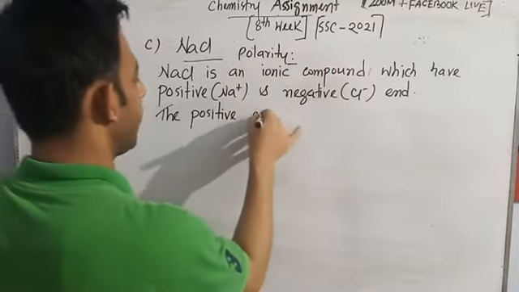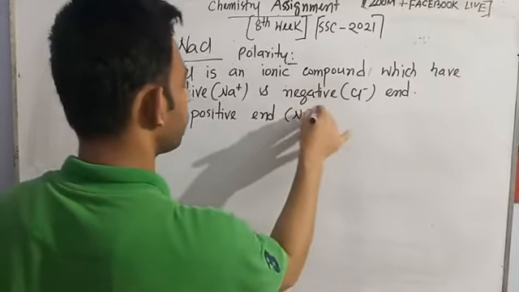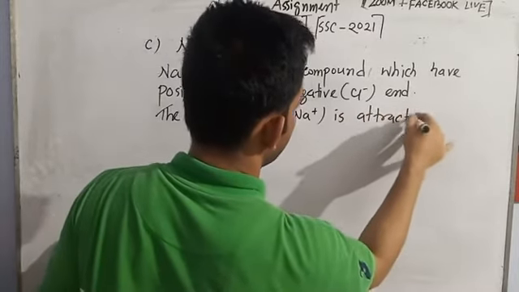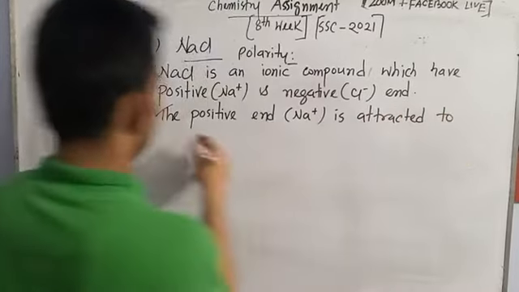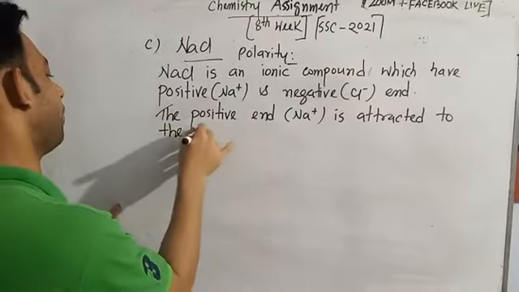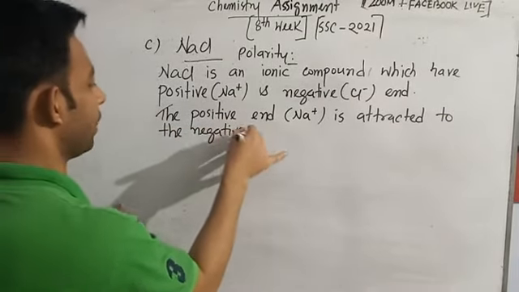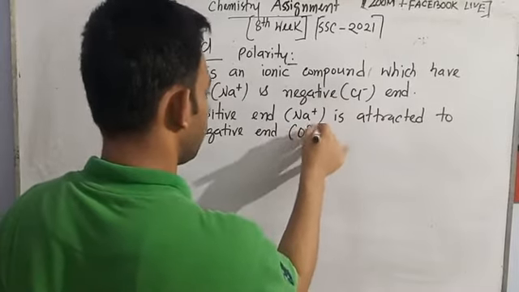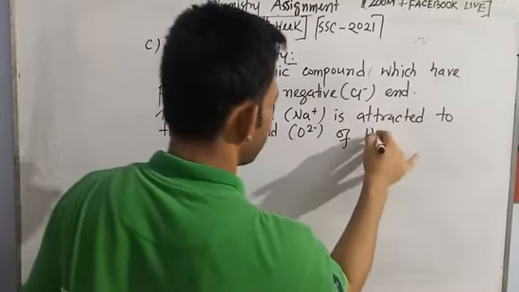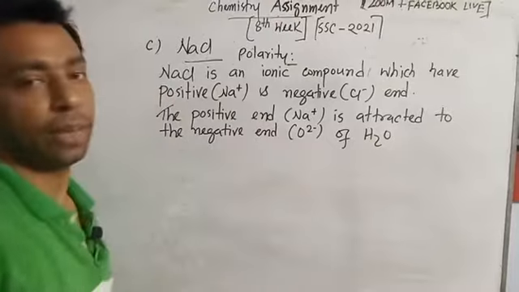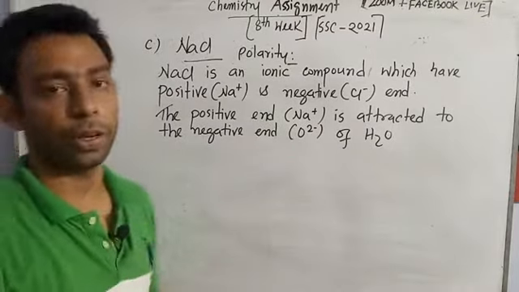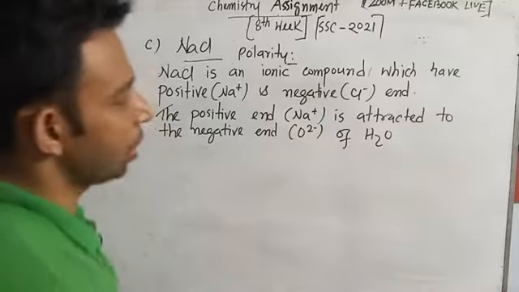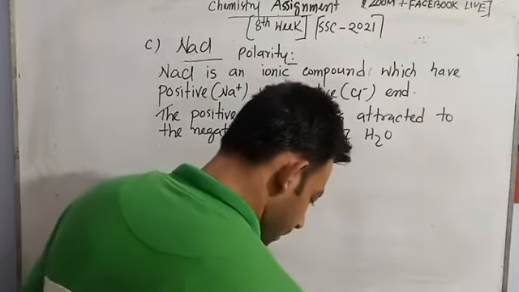The positive end is attracted to the negative end of water. We know that water has a negative end. I have drawn the figure there. So the positive end, the sodium ion, is attracted to the negative end of water.